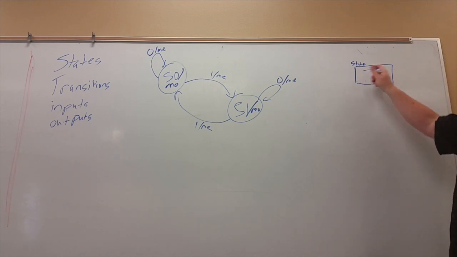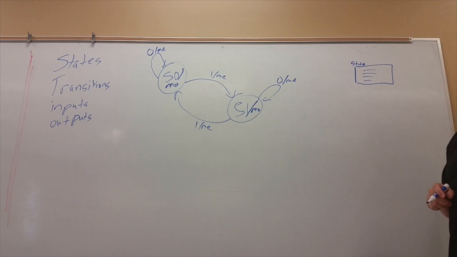So inside here I can list whatever processing I need to have happen. A calculation occurs, whatever else, I just write the equation. Whatever needs to happen inside that state, I place it here. If there's an output that needs to happen, I place it inside there. Make sense?